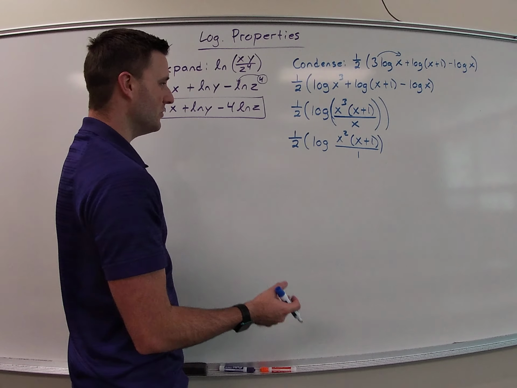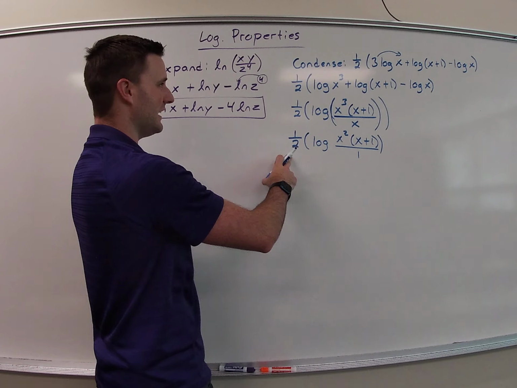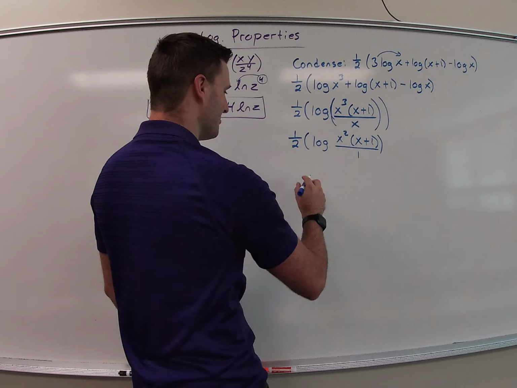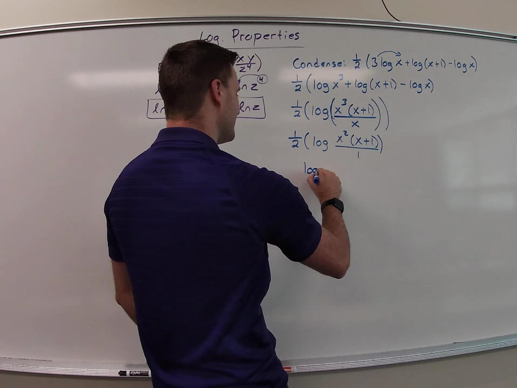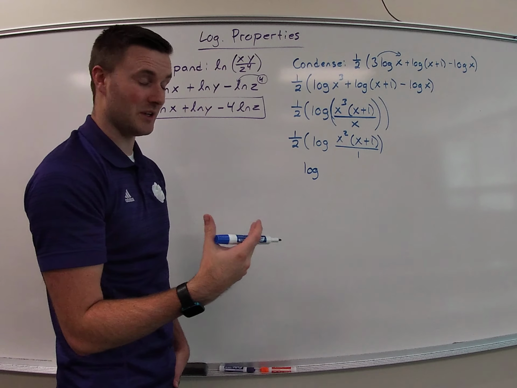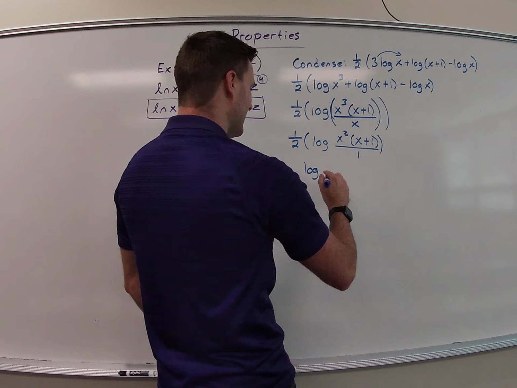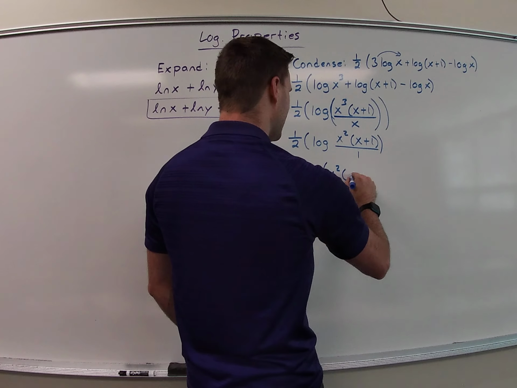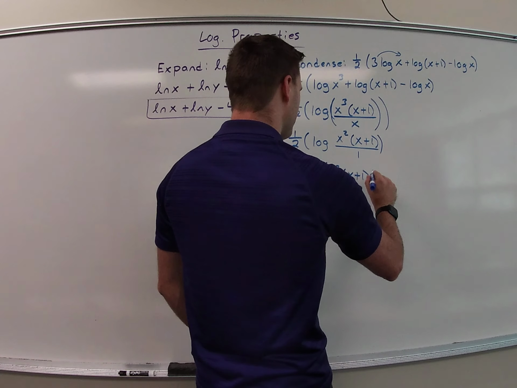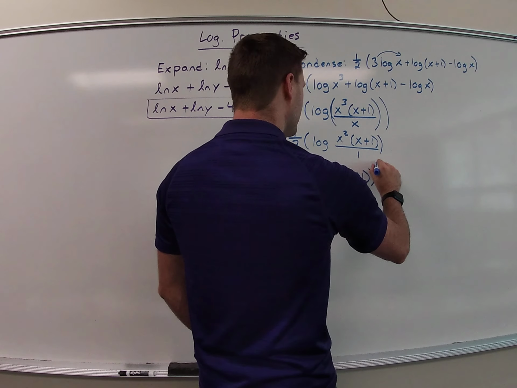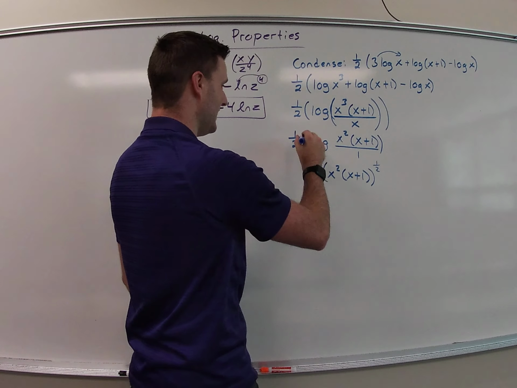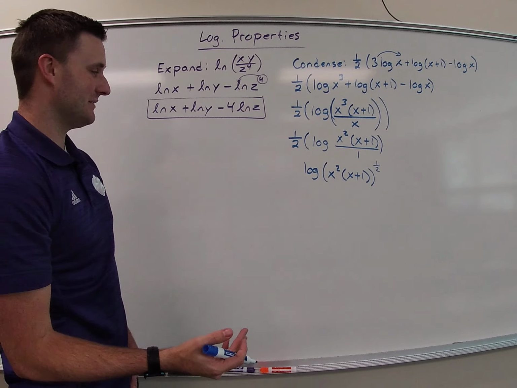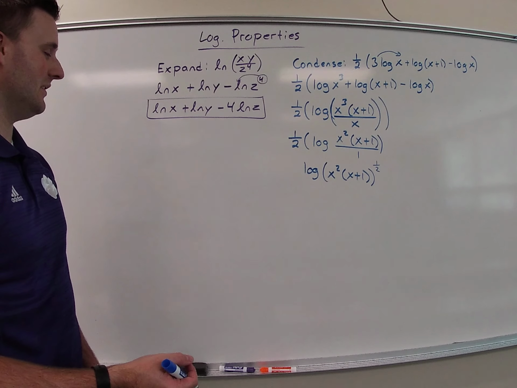Now, what did we say having a number out in front of the log meant? Well, that meant it's an exponent. So really, what I have is log, and you want to do this at the very end. So I have 1 log left over, and it's the log of x squared times x plus 1. And this is raised to the exponent of that 1/2. That 1/2 is now going to become the exponent. Well, that's awesome.